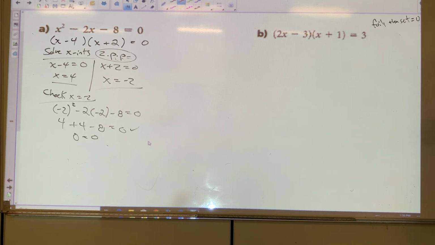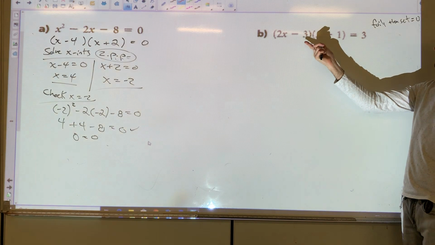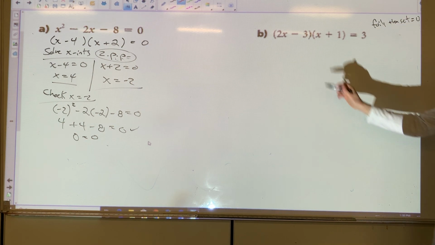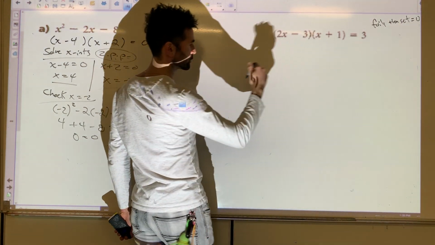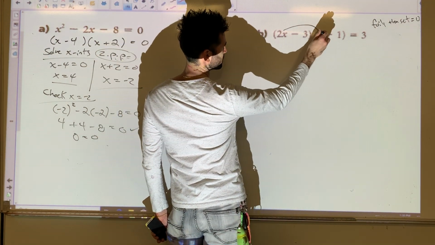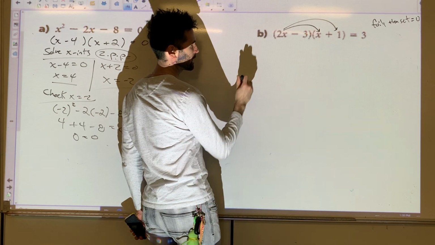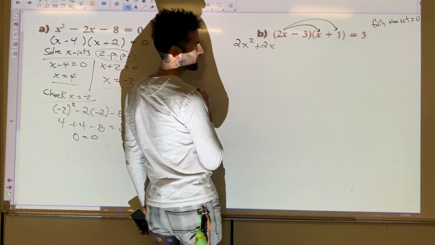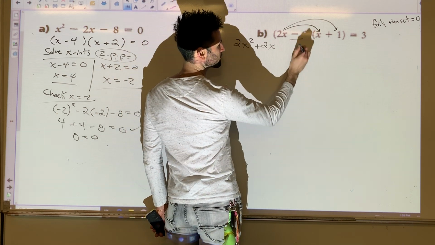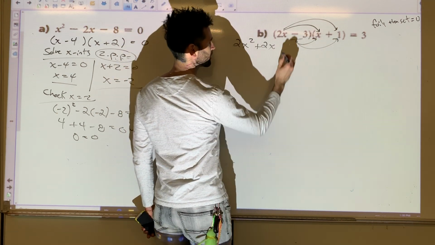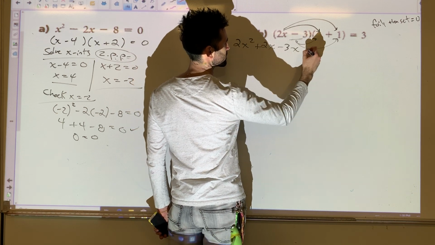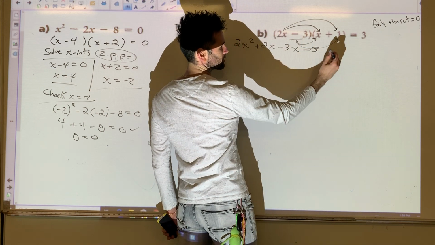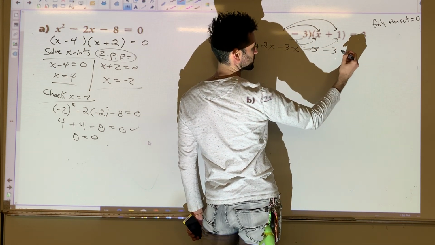Well, if you ever see one like that, it looks like it's been factored for us. Right, but because this is not equal to 0, we gotta FOIL this out and then bring the 3 over. Okay, so we'll take the 2x, we'll multiply it into that bracket, and we're gonna get 2x squared plus 2x. And then we're gonna take the -3, we're gonna put it in there, and we're gonna get -3x subtract 3. And then I'm going to subtract 3 from both sides. So I'm going to write subtract 3 equals.